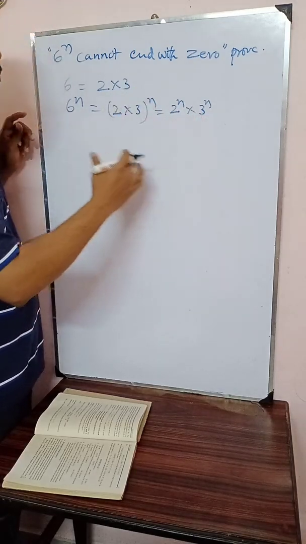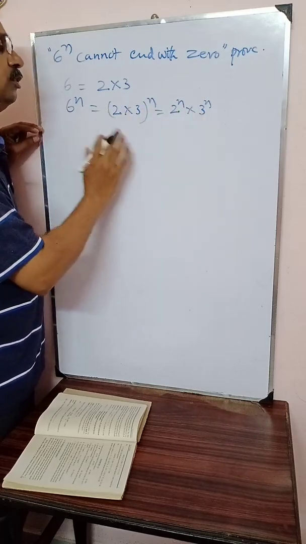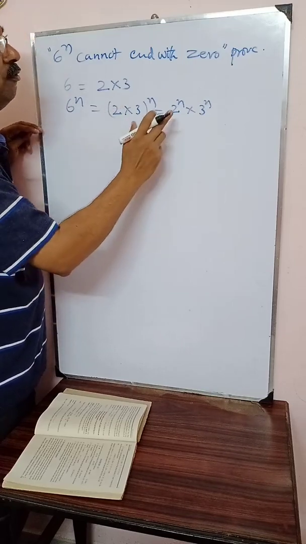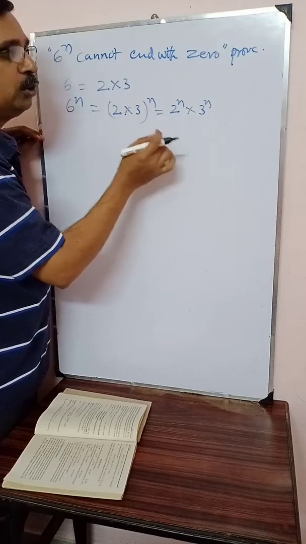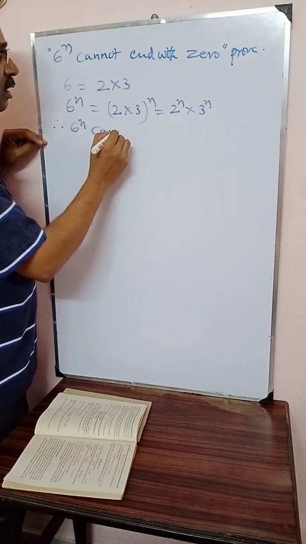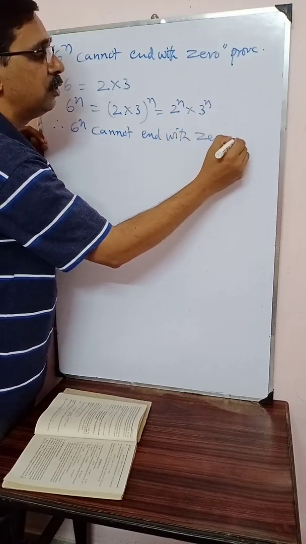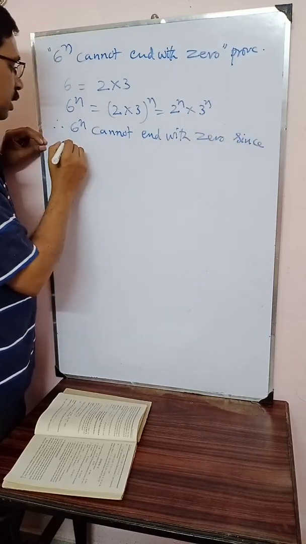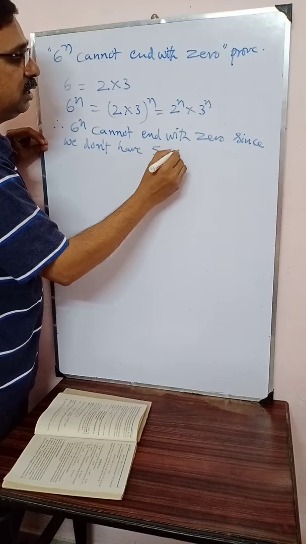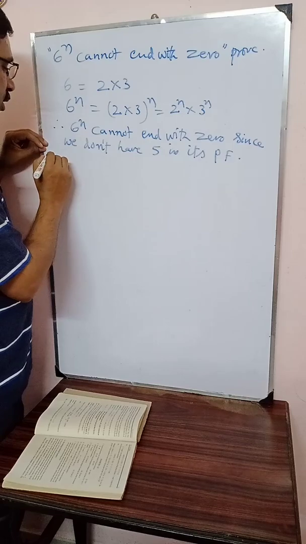When 2 and 3 repeatedly come in the prime factorization, that particular number will never end with 0, because for a number to end with 0, we shall have at least one 5 and a 2 in the prime factorization. Therefore, 6 to the power of n cannot end with 0, since we don't have 5 in its prime factorization. That's all. This is the answer for that question.